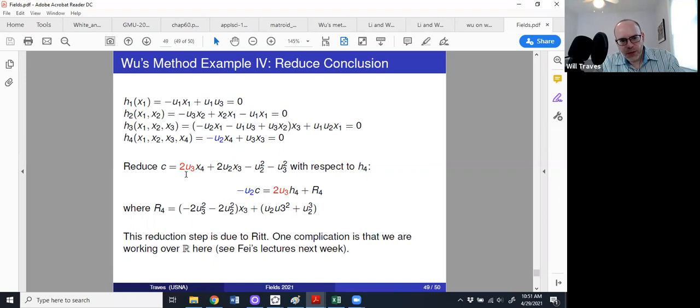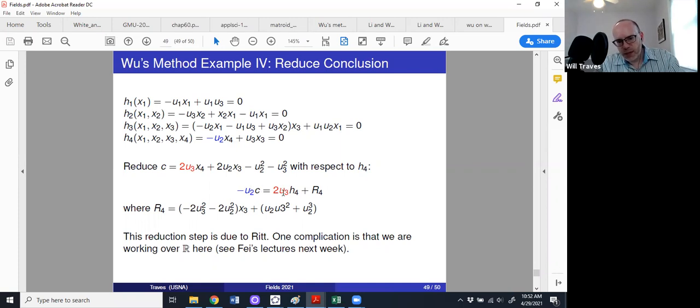And I'm going to subtract this red leading coefficient of C times H4 from the resulting polynomial. So I take minus U2C, and if you wish, you can expand minus 2UC as a copy of 2U3H4. So I've taken a copy of this multiple of H4, and these two polynomials have the same leading term.